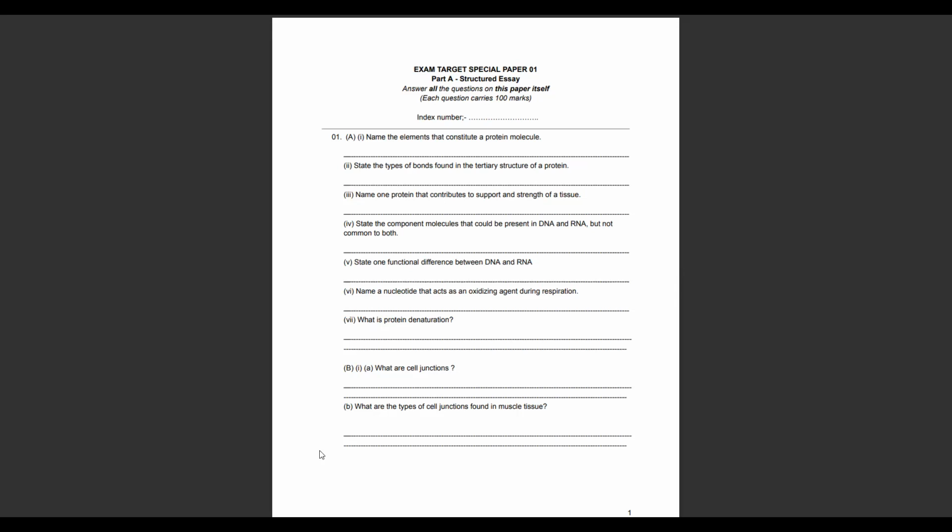Question number 1. Part A, Roman number 1. Name the elements that constitute a protein molecule. So this is from chapter 2. What are the elements that constitute a protein molecule? Carbon, hydrogen, oxygen, nitrogen, and sulfur, right? Give 1 mark for that one.